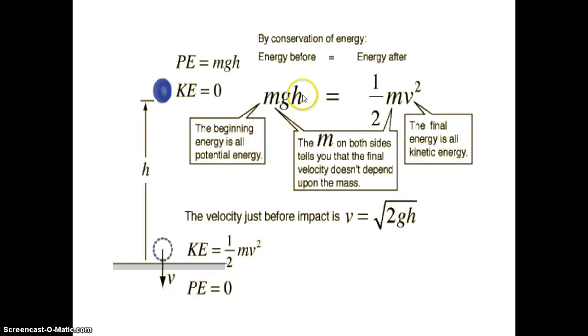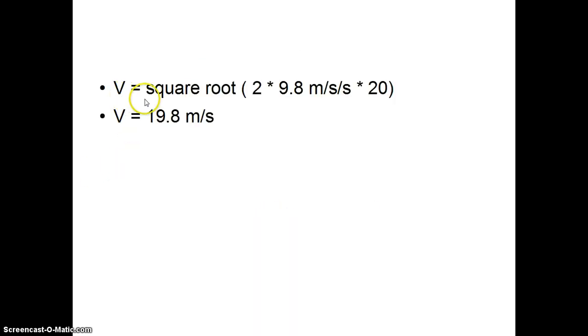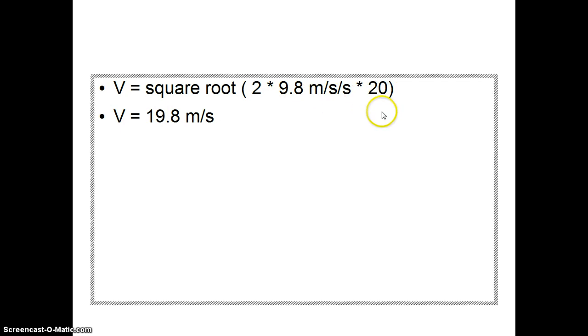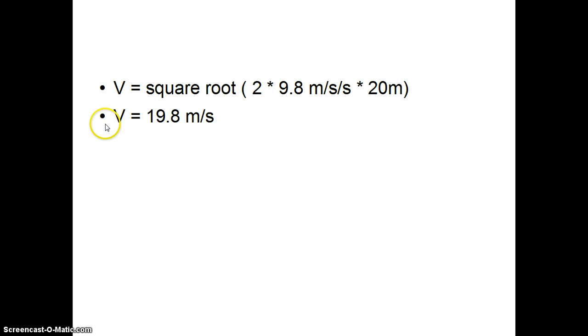But then we can just set mgh equal to 1/2 mv squared, and we can solve for the velocity, which is just equal to the square root of 2gh. Plugging in the values that we have, the velocity is equal to the square root of 2 times 9.8 meters per second squared times 20 meters. And with that, we see that the velocity is just 19.8 meters per second. So that is a relatively straightforward problem.